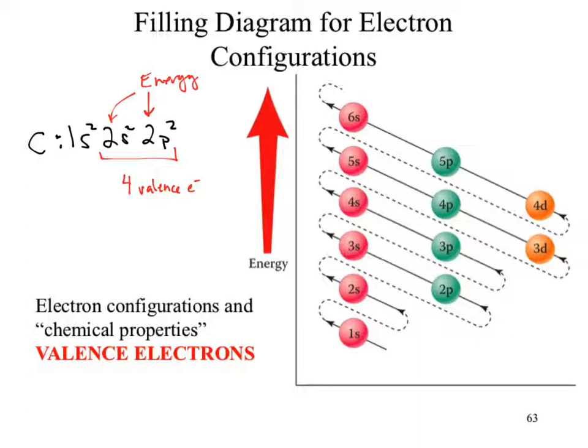Anybody want to draw out a whole bunch of electron configurations? No. Okay, I wish there was a better way. Carbon: 4 valence electrons, remember.